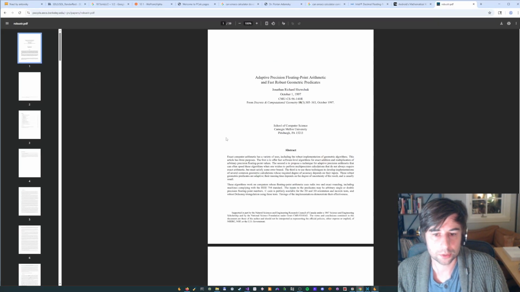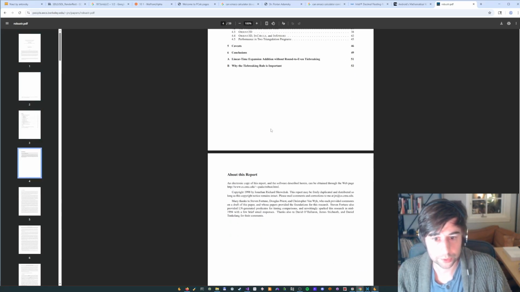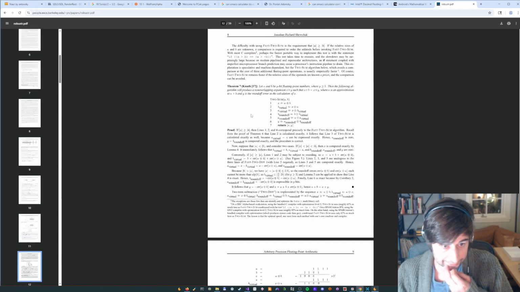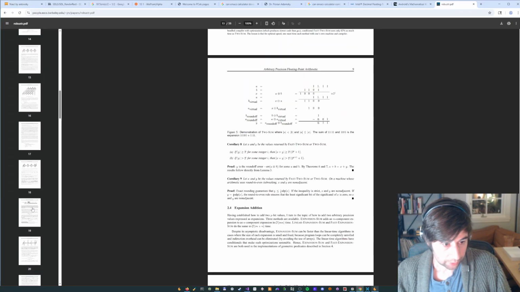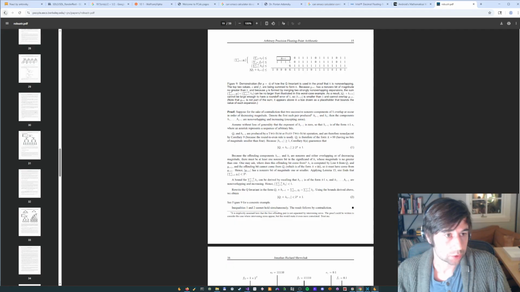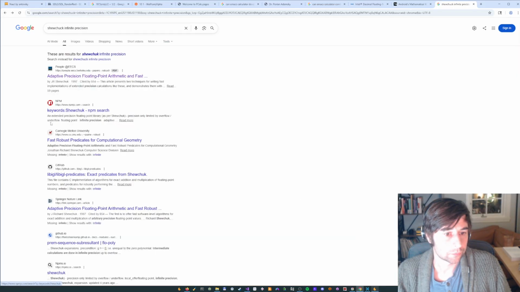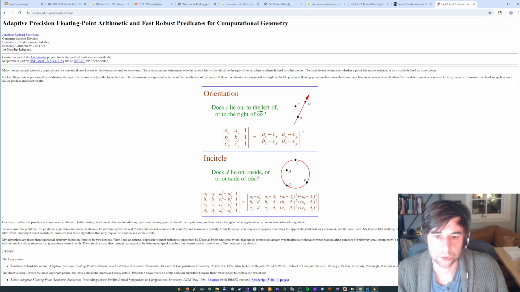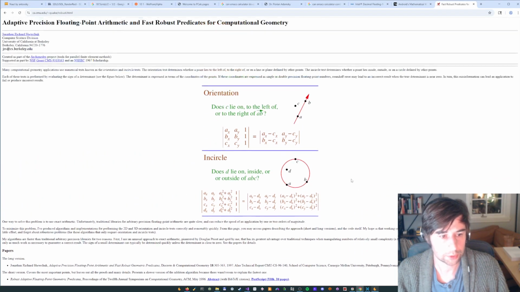Adaptive floating point precision. So there's this guy, Shewchuk at Berkeley, who wrote this for triangle tests. Yeah, fast, robust predicates. It turns out if you do computational geometry and you do these tests of circles and lines, you need super high precision math to do it well. Otherwise your triangulation gets messed up.